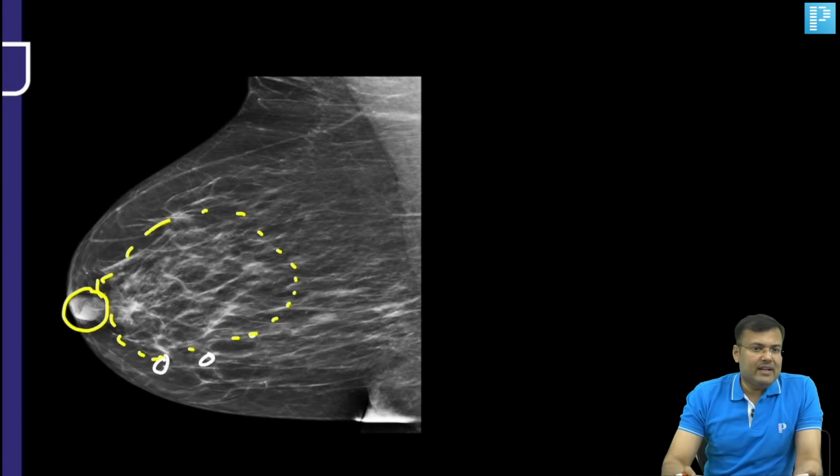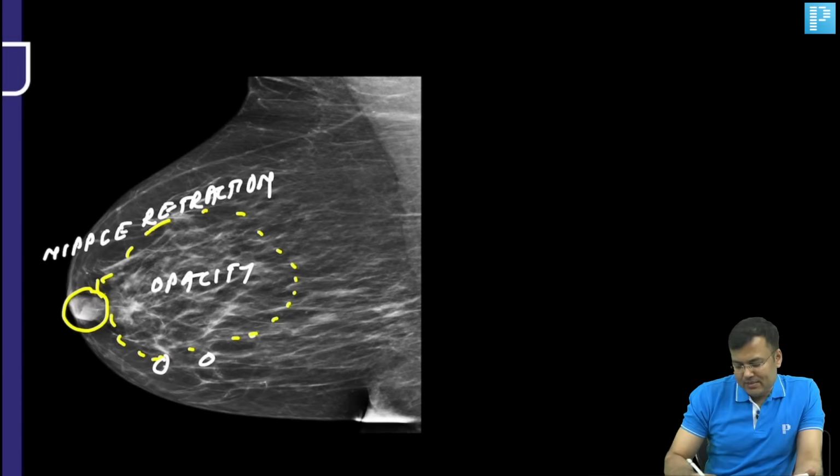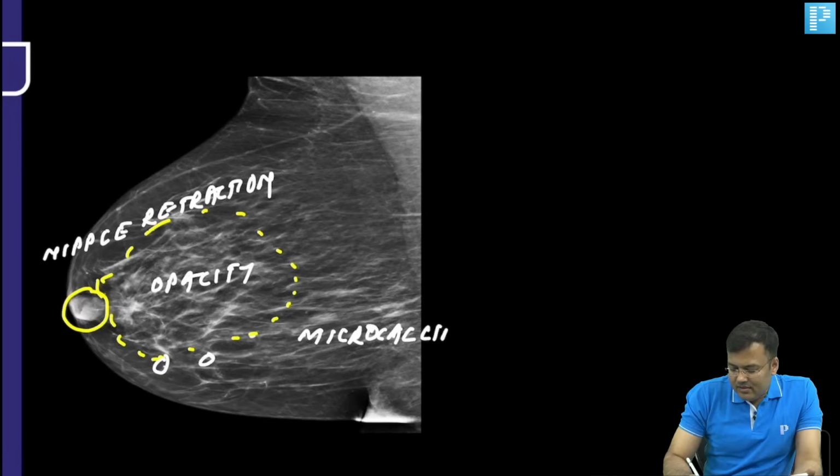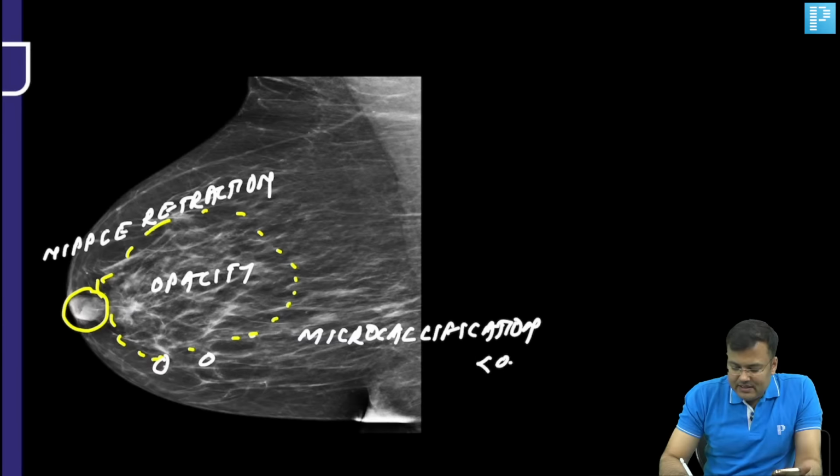Microcalcification. So the findings: you can notice that here there is nipple retraction. Apart from nipple retraction, there is irregular opacity. Apart from irregular opacity, there is microcalcification. Can you tell me what is the size of calcification? In microcalcification, what is the size of calcification? Obviously, the size is less than 0.5 mm.